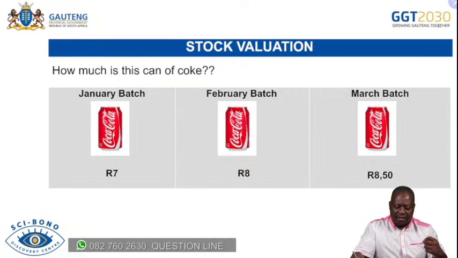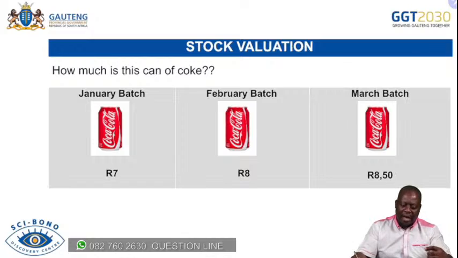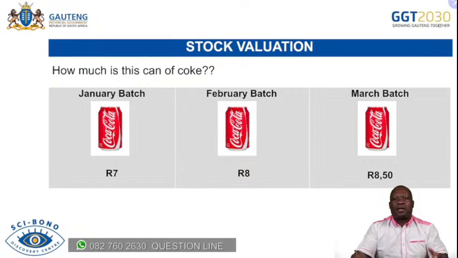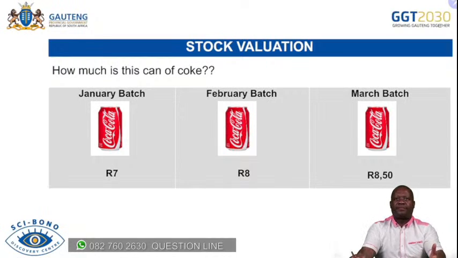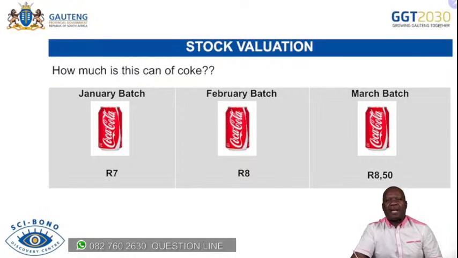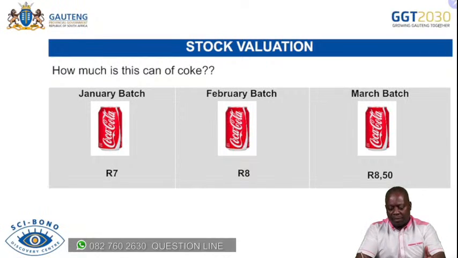So I discovered that when he went to make an order in January, the batch that he bought, every can there was 7 rand. He went to do the same order in February, and the price had gone up by 1 rand. So the price was now 8 rand. In March, he did the same. Now the price had gone up to 8 rand 50. Check something. Same can, price is going up.